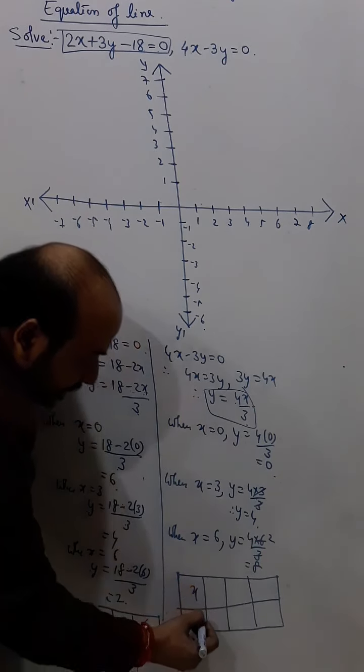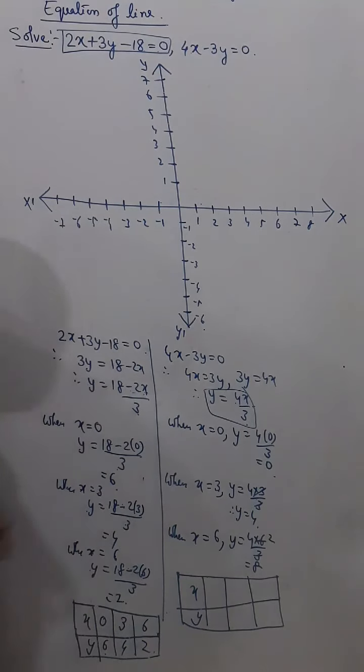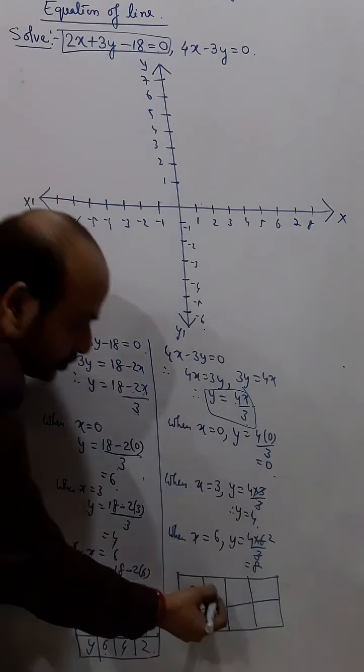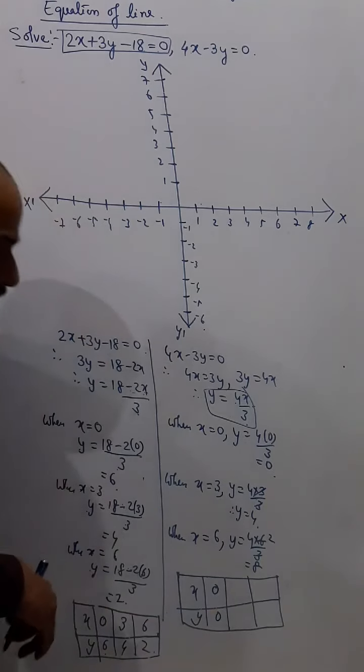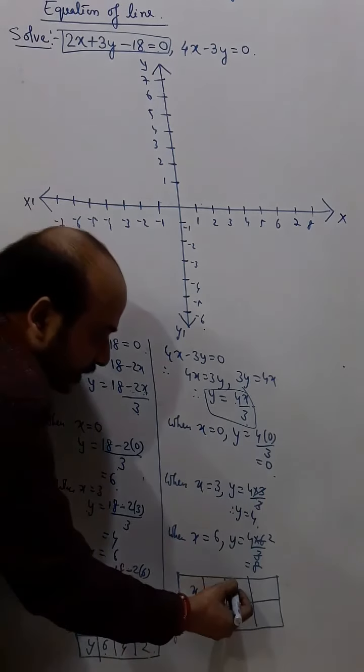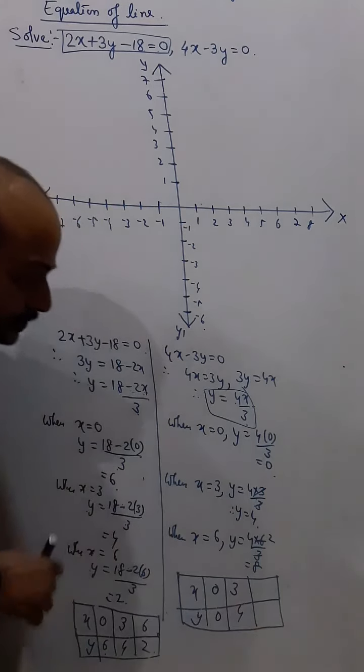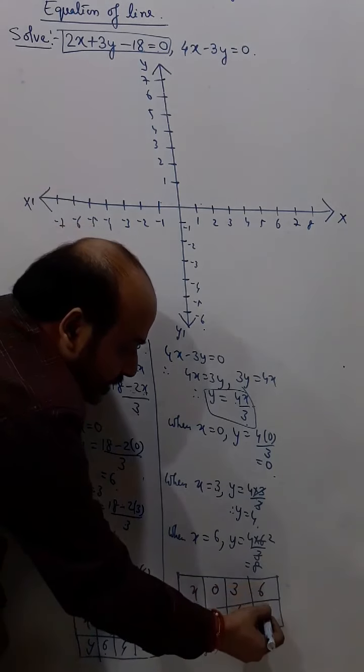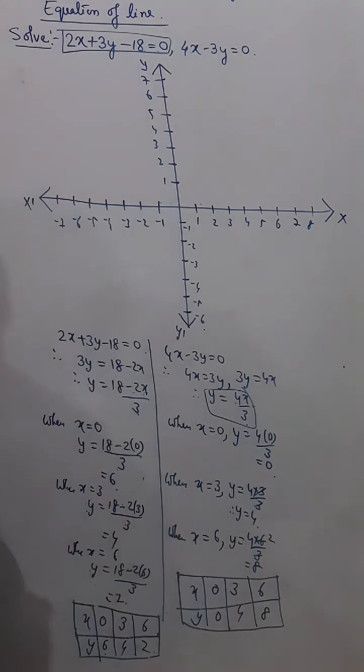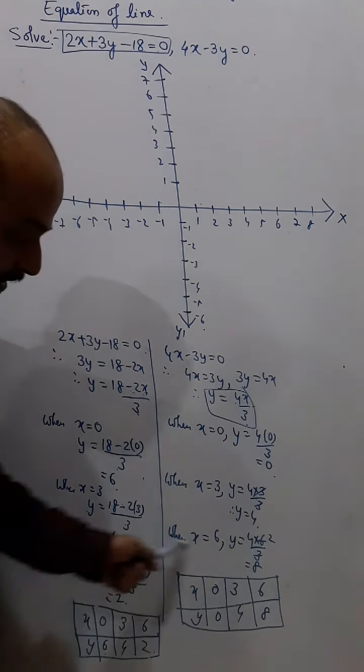So this is x and this is y. Again, when x equals 0, we get y equals 0, so x is 0 and y is 0. Then x equals 3, y equals 4. Then x equals 6 and y equals 8. Understand? And now we'll plot this line and this line.